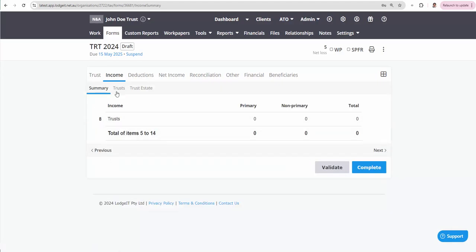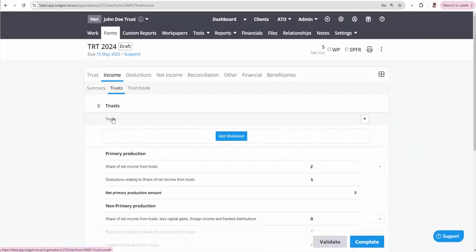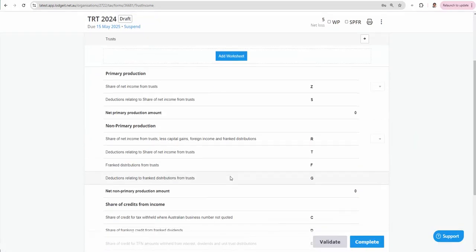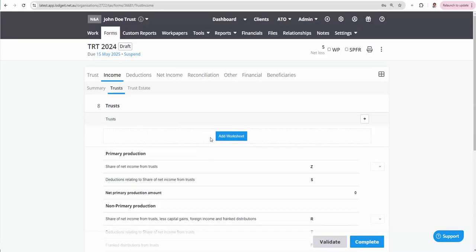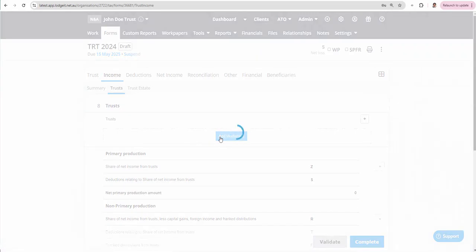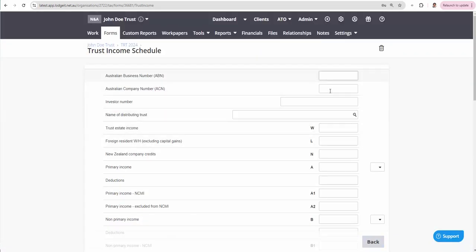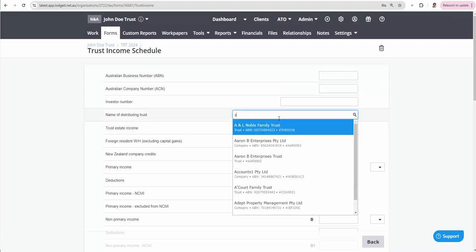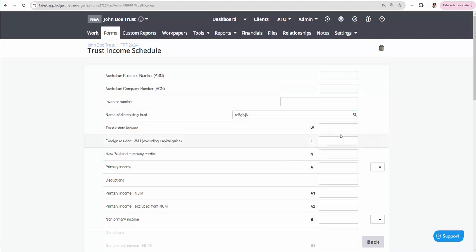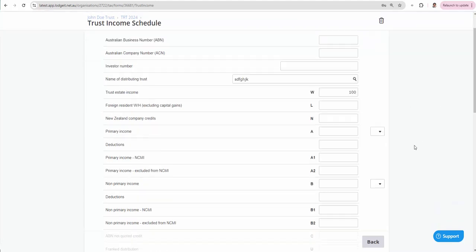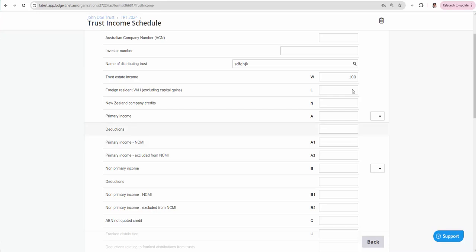The reason for that is that we need to go to the trust section, and you'll see here actually it doesn't show the accounting value, but we need to add in a worksheet. So you can put in the details for the trust that's paying this income, and we've got the income of the trust estate, which in this case, let's just say that it is $100. It's very possible that all the numbers here are quite different.